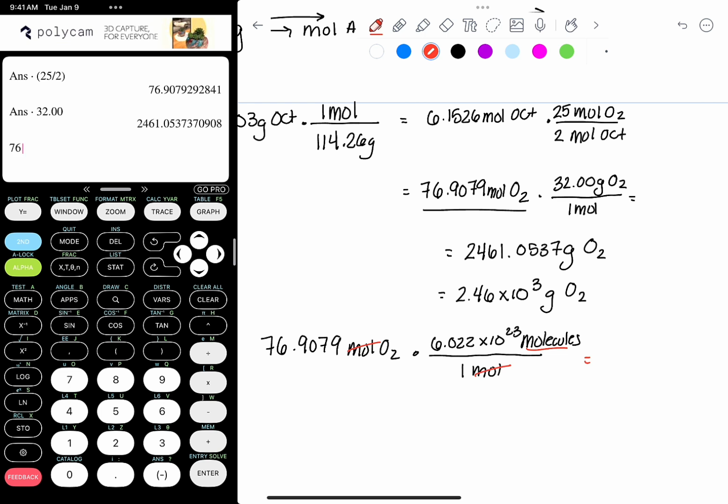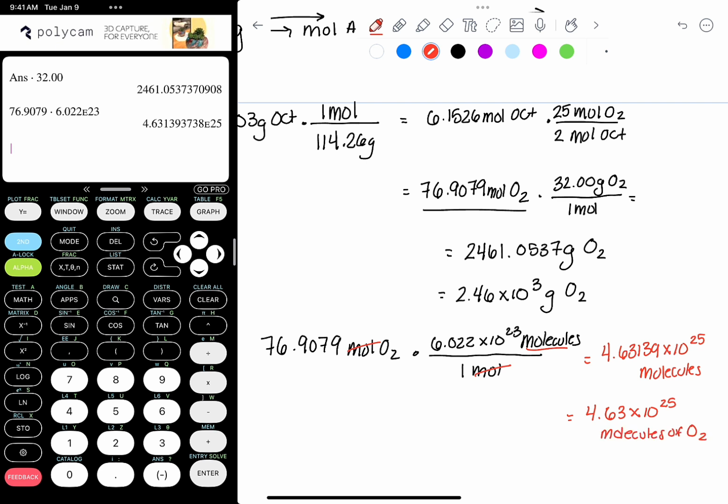So let's take 76.9079 and multiply that by 6.022 times 10 to the 23, and that gets us 4.63139 times 10 to the 25th molecules. And with sig figs, we're going to do 3 again, so we have 4.63 times 10 to the 25 molecules of O2.